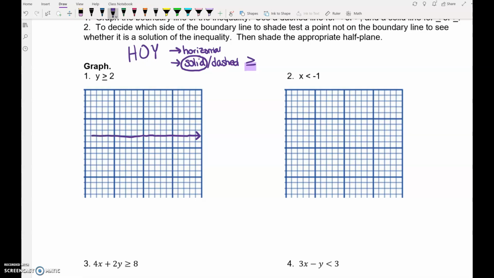Please don't be lazy. Put arrowheads on the ends of your lines, indicating that those lines are going to continue in both directions. And then the third thing we need to think about is the shading.